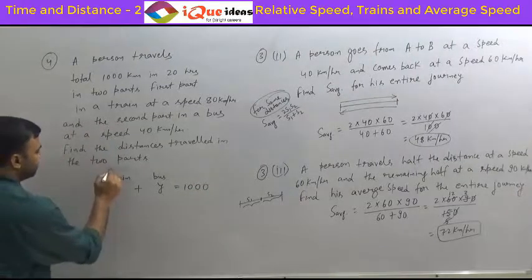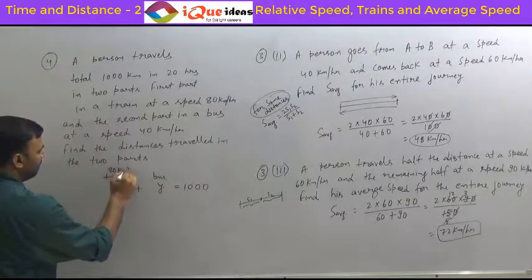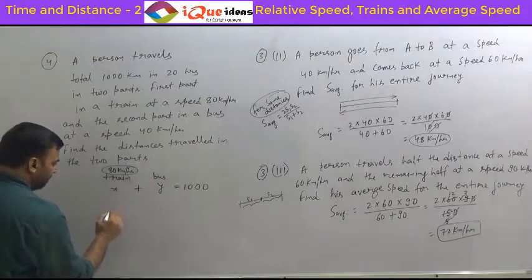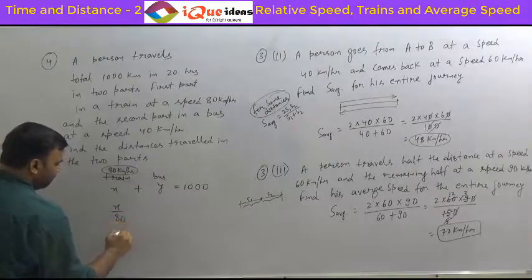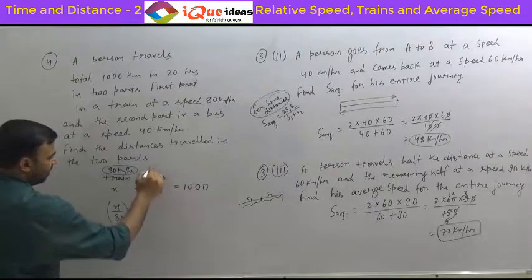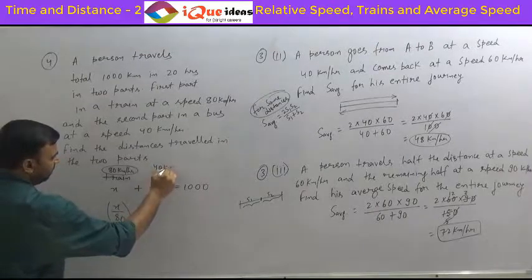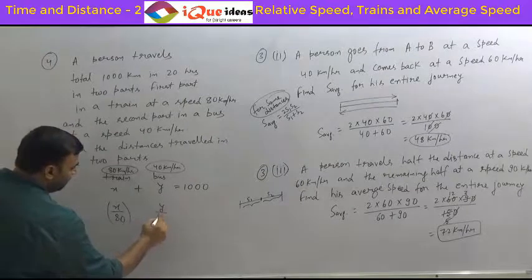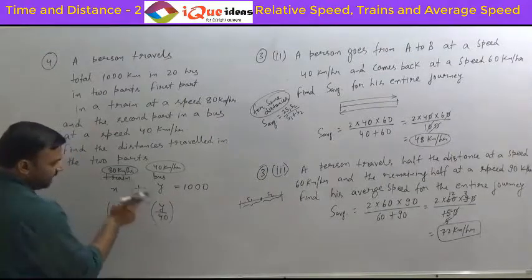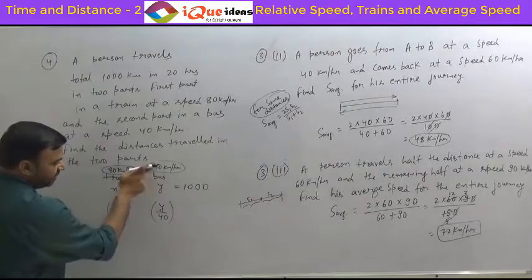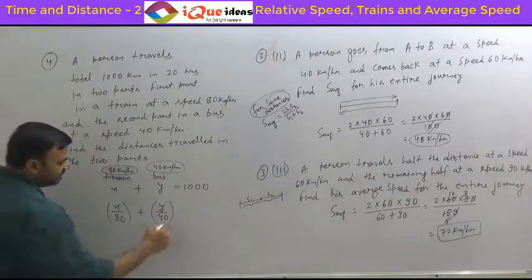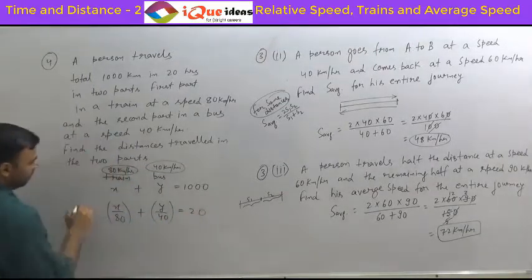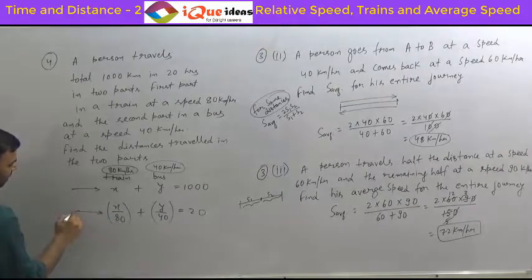Now speed of the train is 80 kilometers per hour, so the time taken for these x kilometers will be x by 80. Speed of the bus is 40 kilometers per hour, so the time taken for distance y will be y upon 40. Time is distance divided by speed, and the total time is equal to 20. So these are the two equations which we need to solve together to get the values of x and y.